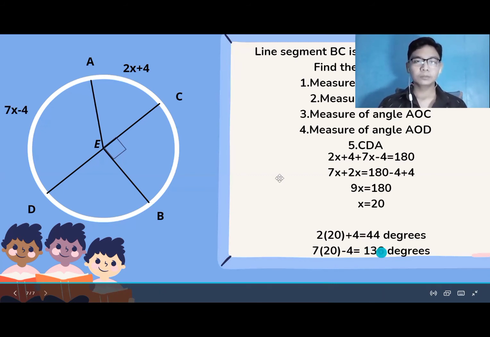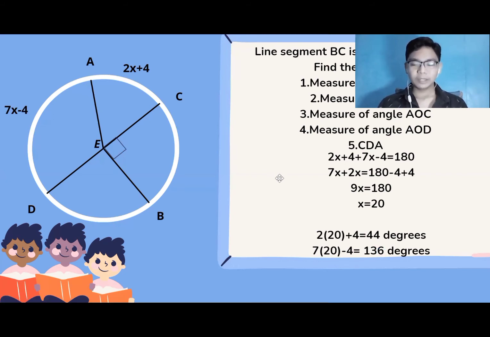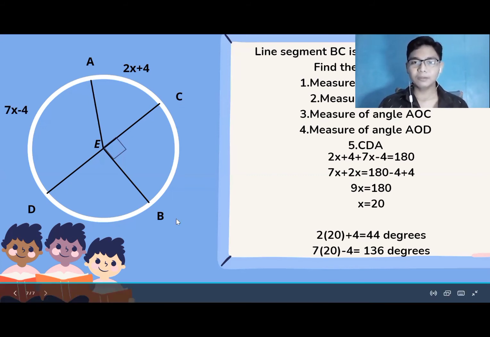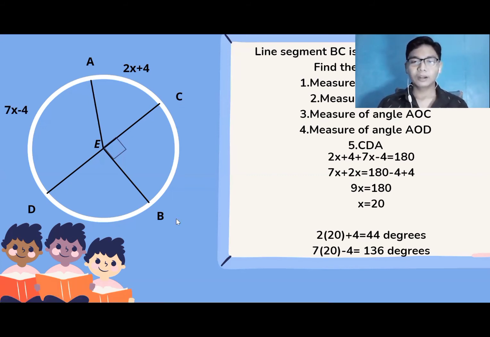So the measurement, there's actually a typographical error. Measurement of arc CD means CB. I just did the wrong, it's just a wrong typographical error. So never mind that. CD is really CB.